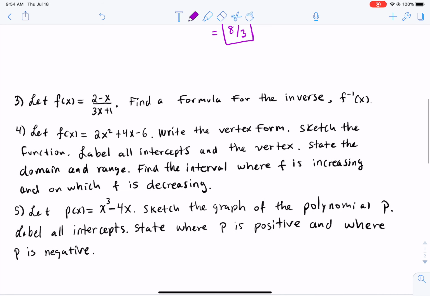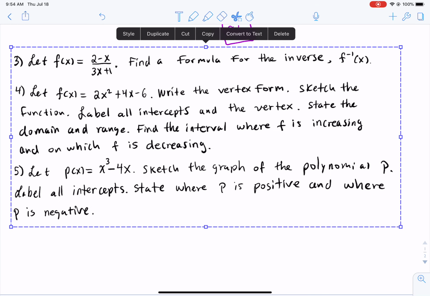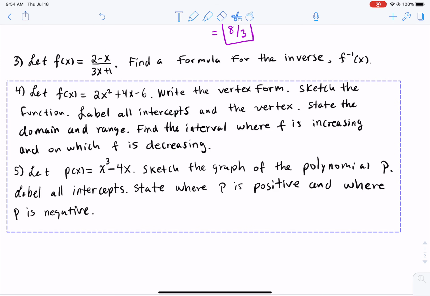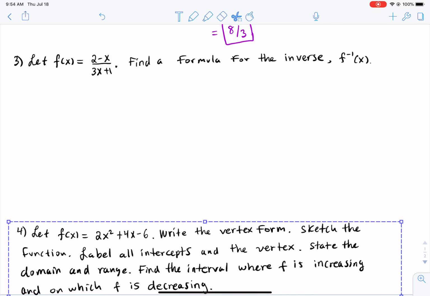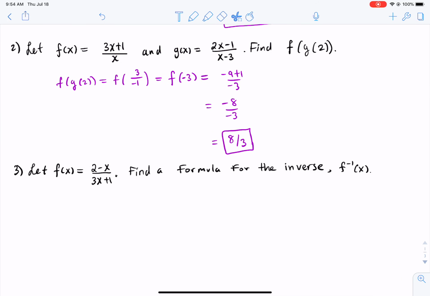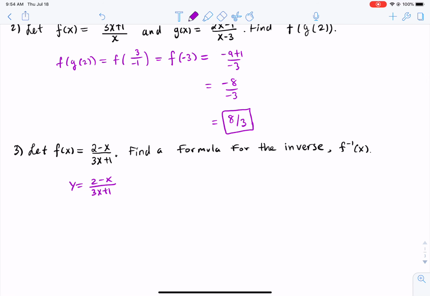What about number 3? Let me move this up first and then down. There you go. To find the formula for the inverse, we start by calling our function y, then switch the variables around. So this will first be y equals 2 minus x over 3x plus 1. We are going to say that x equals 2 minus y over 3y plus 1.